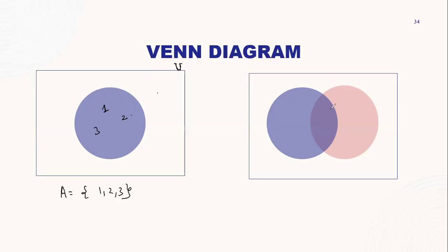Now if we have two circles, it means definitely you have two sets. A is equal to 1, 2, 3 and B is equal to 3, 4 and 5. So 1, 2, 3, 4 and 5. Here you can see that 3 is common. That's why I write 3 only once here, because a combination of the two sets will also be a set, so nothing should be repeated.